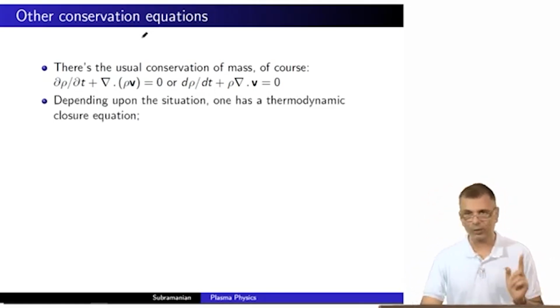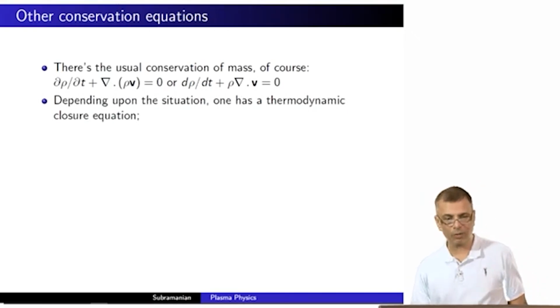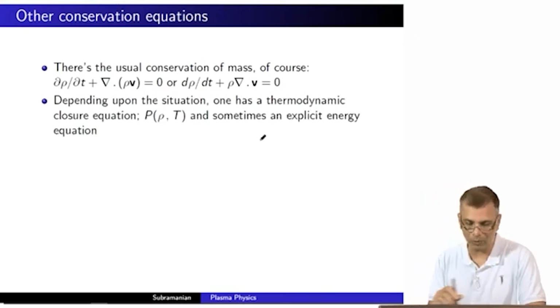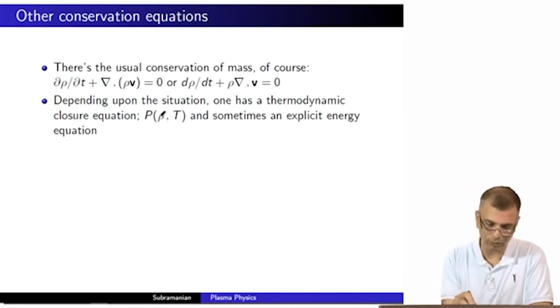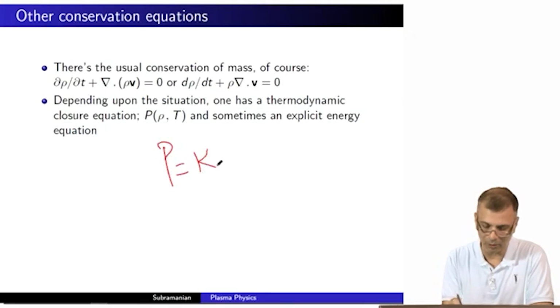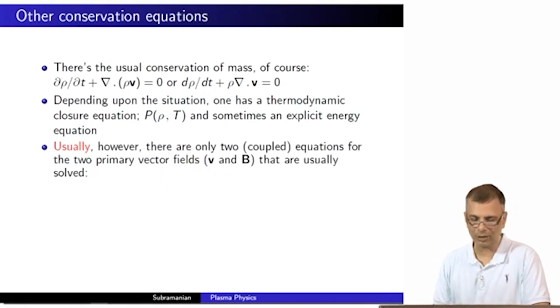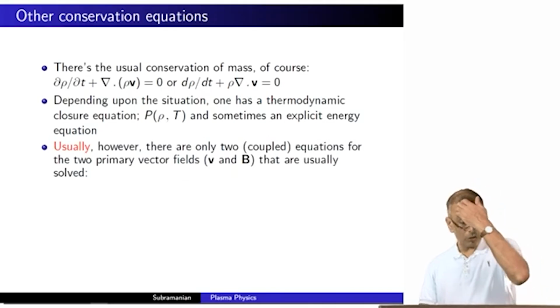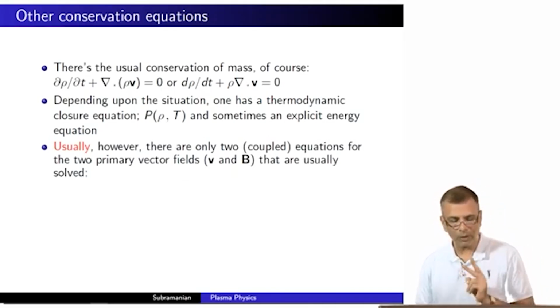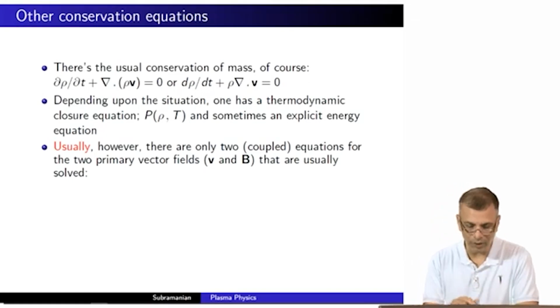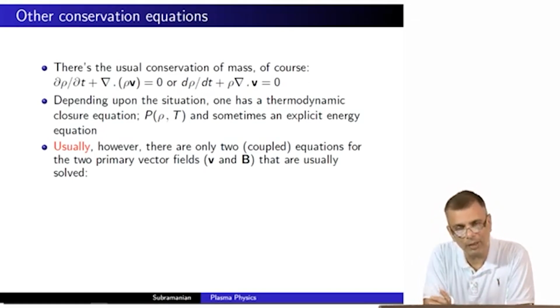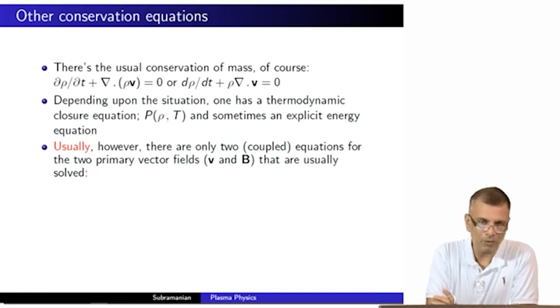And depending upon the situation, one has a thermodynamic closure equation, something like P equals P of rho and T, or maybe a polytropic equation like P equals K rho raised to gamma. So, you might have this, or sometimes instead you might have an explicit energy equation. That depends on the situation. Usually, however, there are only two coupled equations for the two primary vector fields V and B that are usually solved. Remember this with regard to MHD.